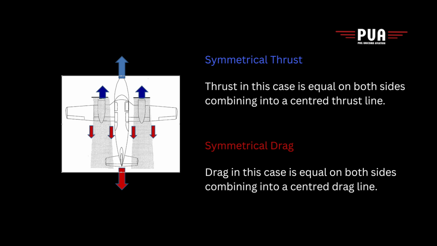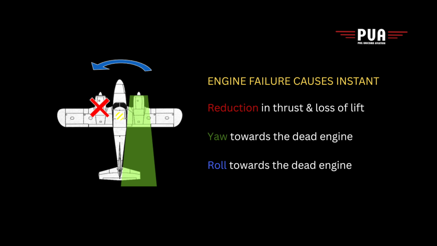In this diagram, thrust is equal on both sides, combining into a centered thrust line, and drag is equal on both sides, combining into a centered drag line. The engine failure causes instant reduction in thrust and loss of lift, a yaw towards the dead engine, followed by a roll toward the dead engine. This roll is due to asymmetric lift.